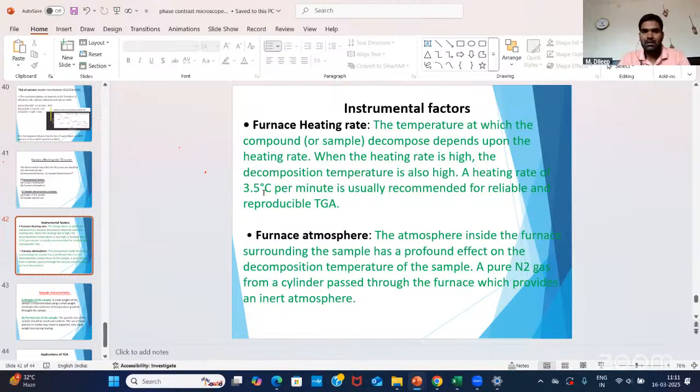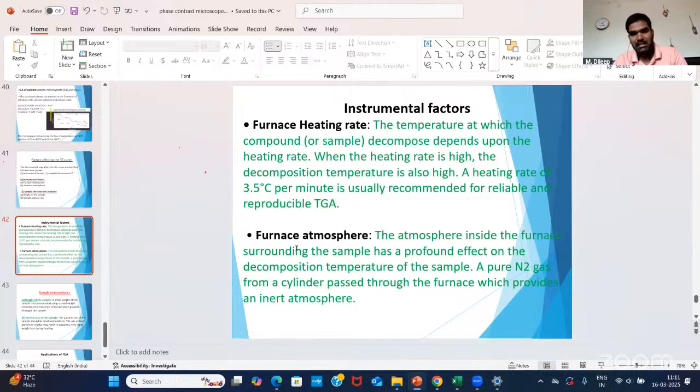So 3.5 degrees centigrade per minute is usually recommended for reliable and reproducible TGA. This is the ideal heating rate at which the sample can decompose, that is 3.5 degrees centigrade per minute.